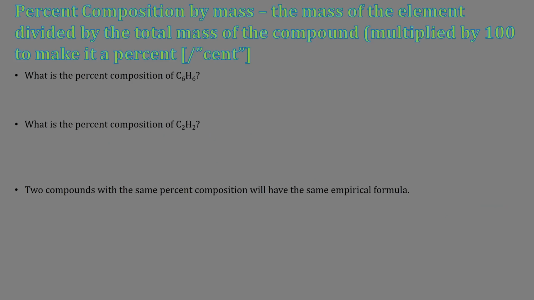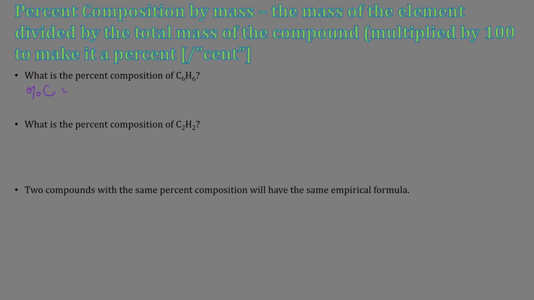All right, so percent composition by mass. The mass of the element divided by the total mass of the compound multiplied by 100 to make it a percent. All right, so we're going to do this first example. What is the percent composition of C6H6? And I want to first find the percent of carbon in the compound.